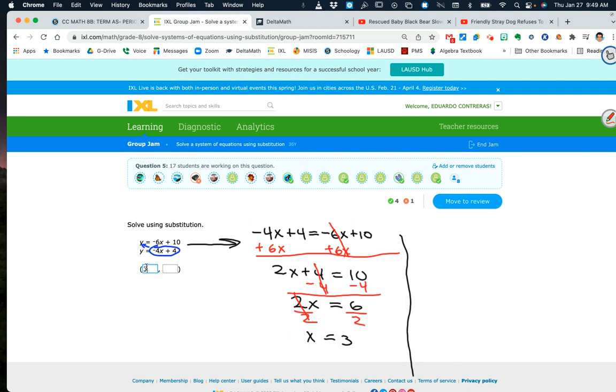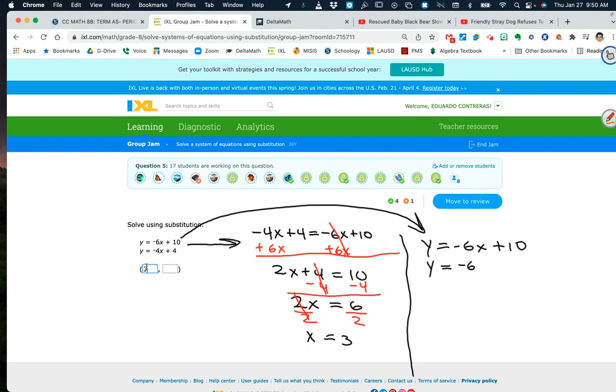Now, for that, let me go back over here. I can choose either of these equations. They both say y equals. Pick whichever one you want. I'll pick the top one. I'm going to rewrite it over here. Y equals negative 6 times x plus 10. Okay? And I'm going to replace the x with a 3.